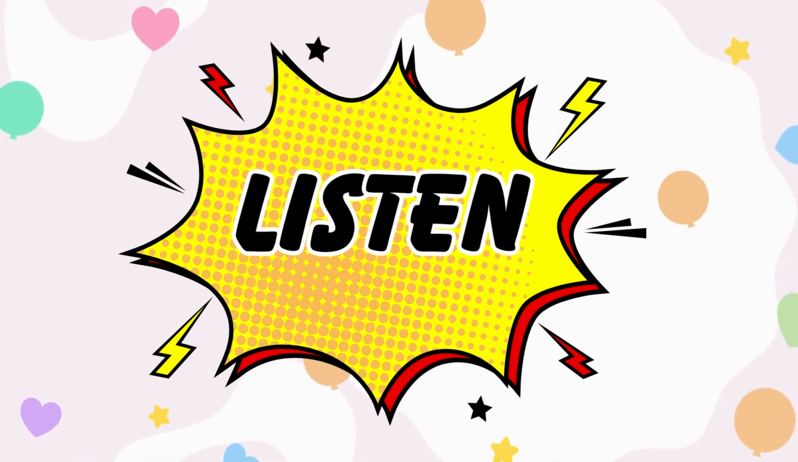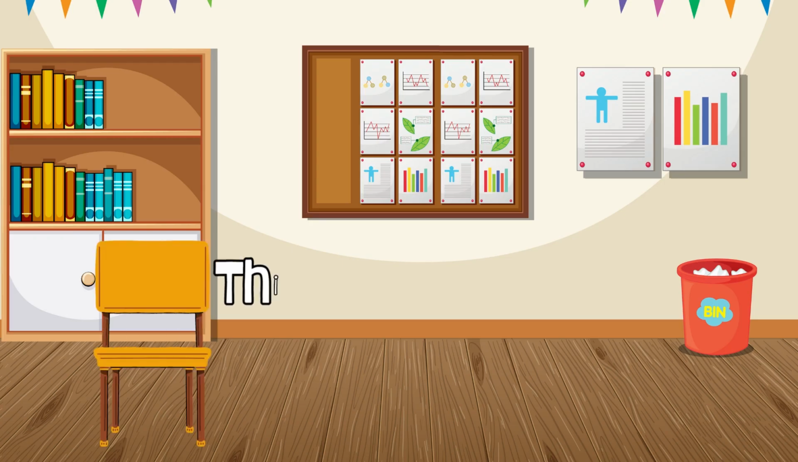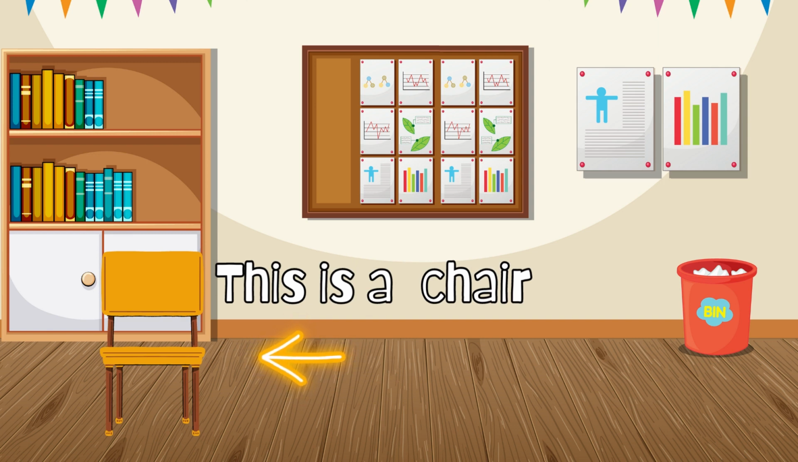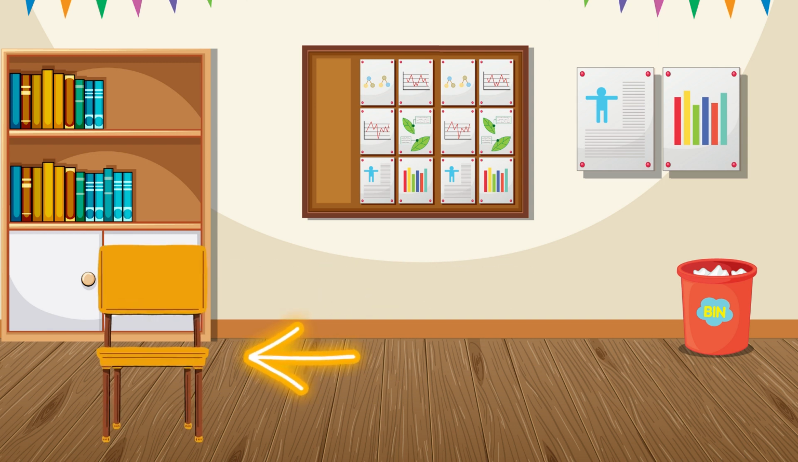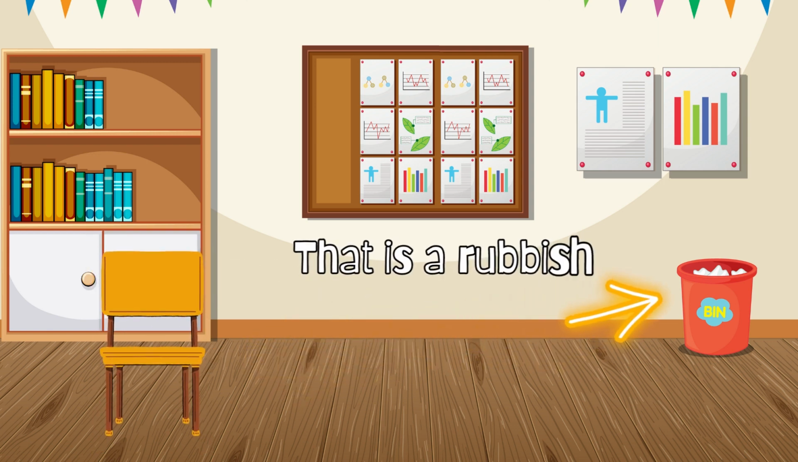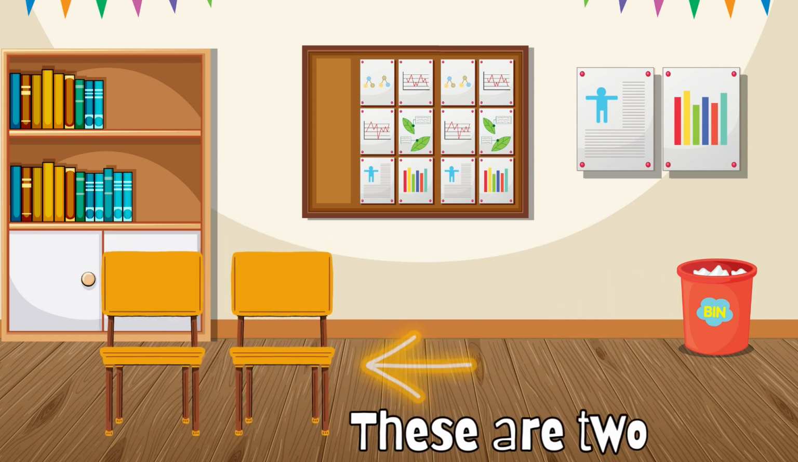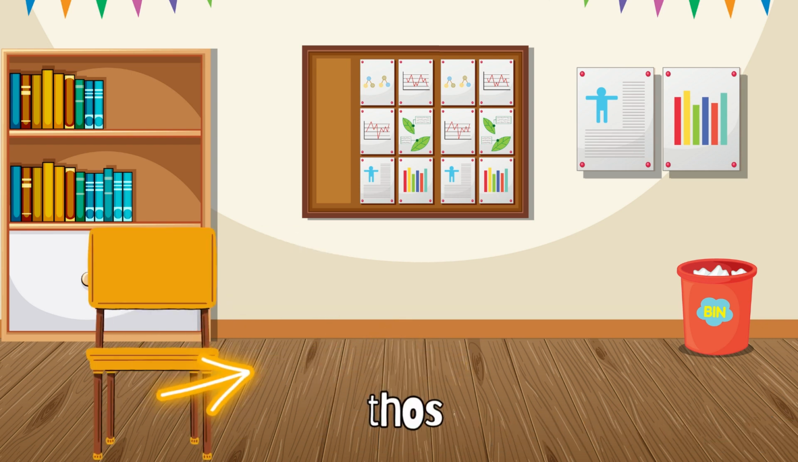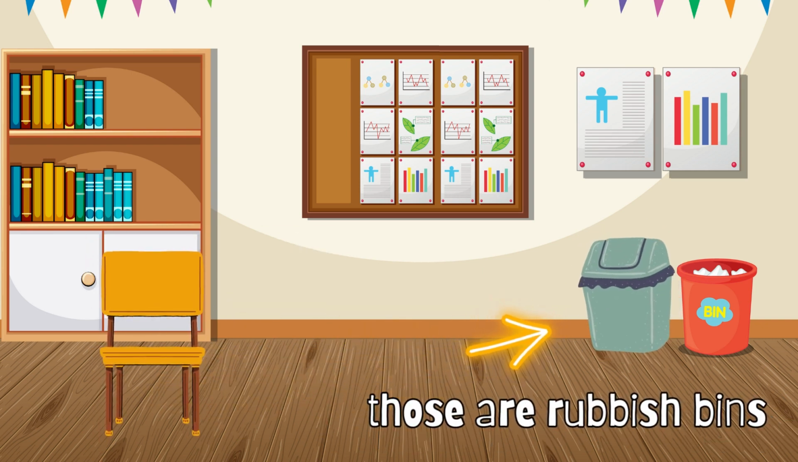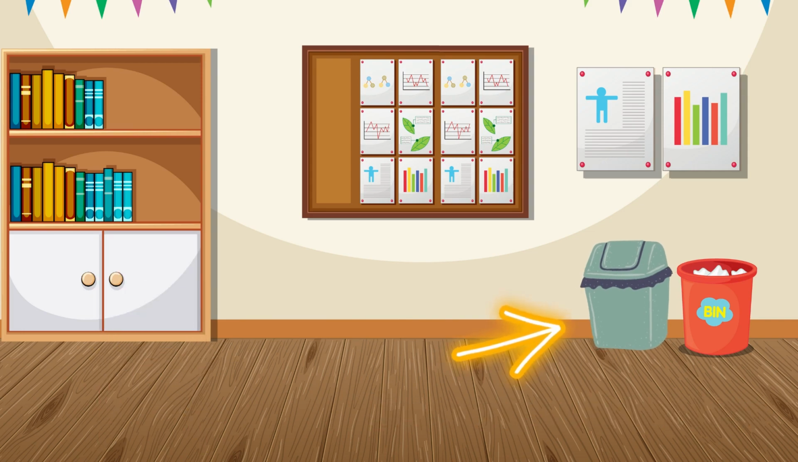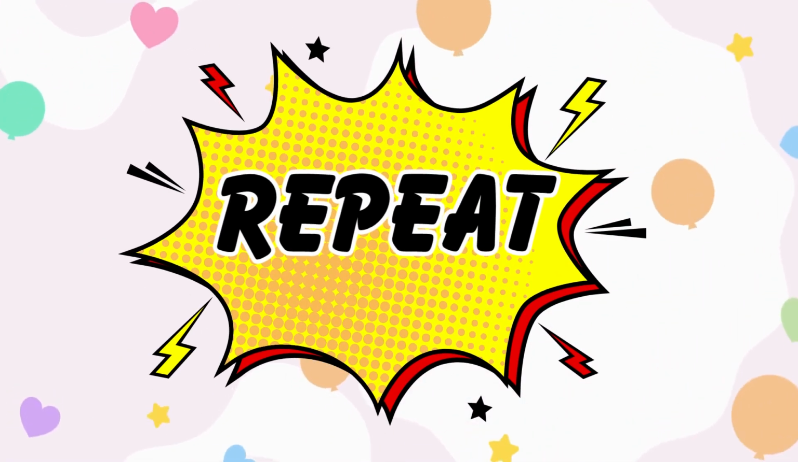Listen. This is a chair. That is a rubbish bin. These are two chairs. Those are rubbish bins. Repeat.